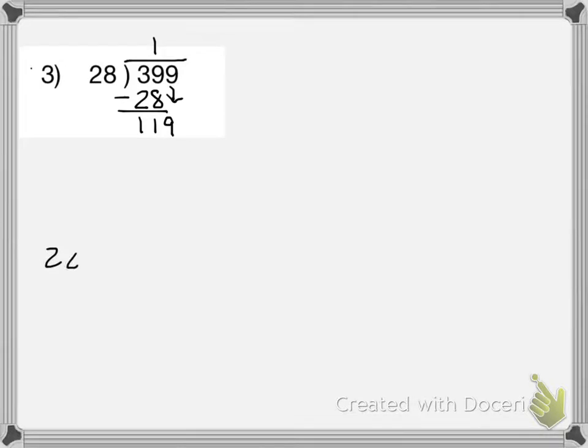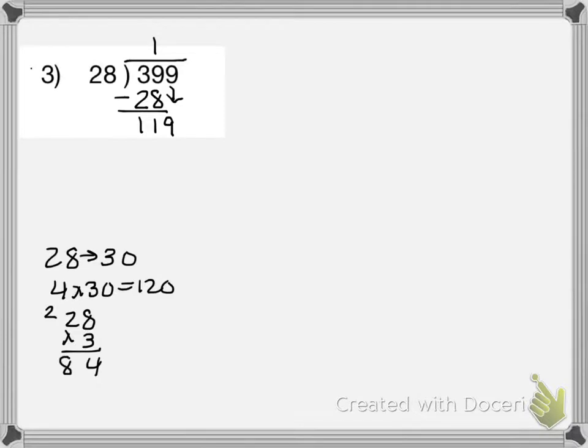And in my head, I know 28 is close to 30. And if we did 4 groups of 30, that would be 120. It's too big. So let's try 3 groups. So we'll do 28 times 3. And that's 84. Let's try 4 groups also. We'll see if it goes over 119. It's 112. 112 is most appropriate, so we're going to put a 4 just above that last 9.